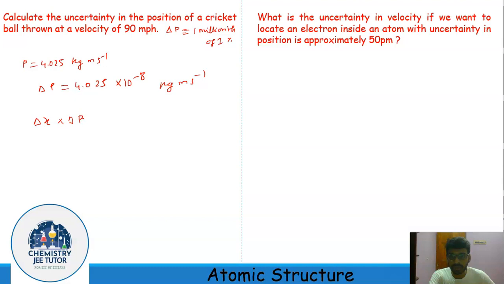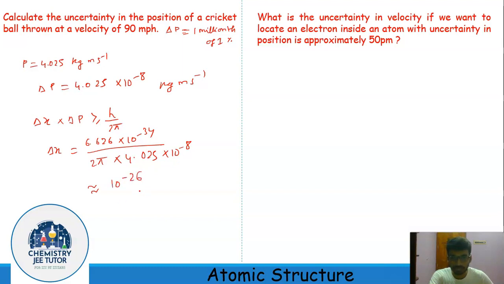So delta X into delta P is equal to h by 4 pi, and so delta X will be 6.626 into 10 to the power minus 34 divided by 4 pi into delta P, which is 4.025 into 10 to the power minus 8. If we calculate this, it will be in the order of 10 to the power minus 34 minus 8, so 10 to the power minus 26. So the uncertainty for this macroscopic world is very small, 10 to the power minus 26 meters.